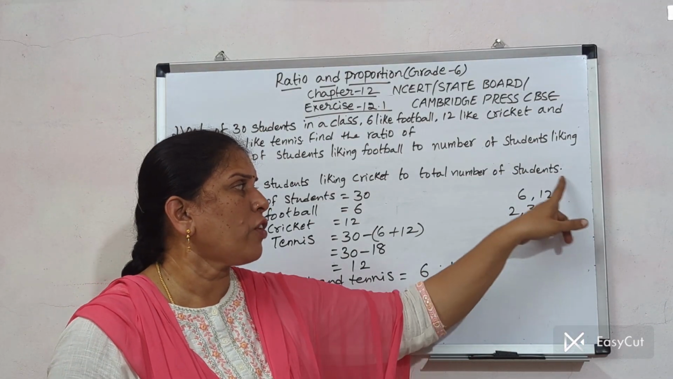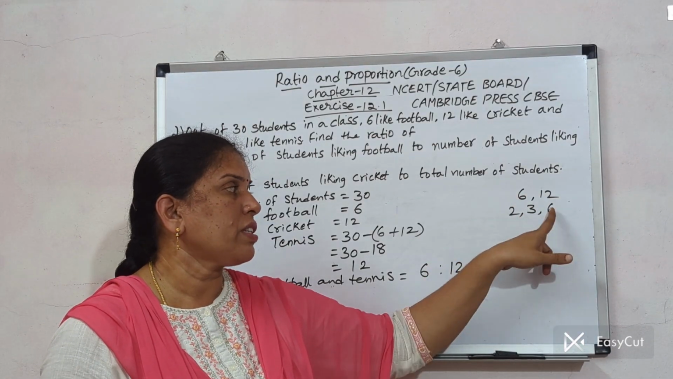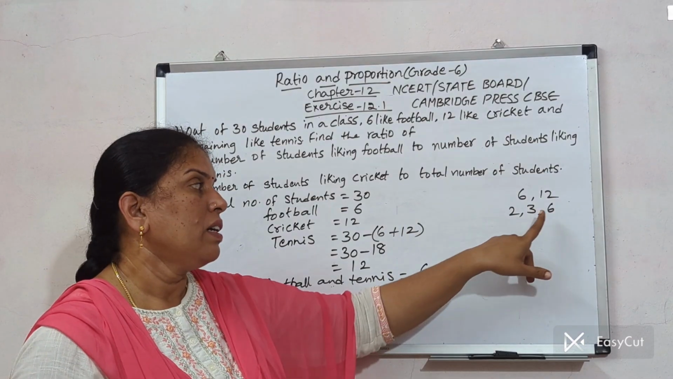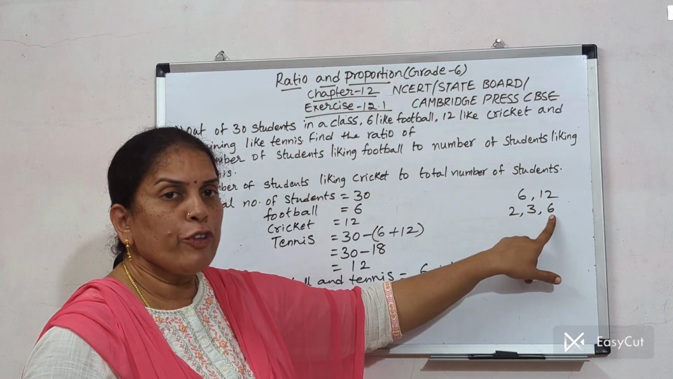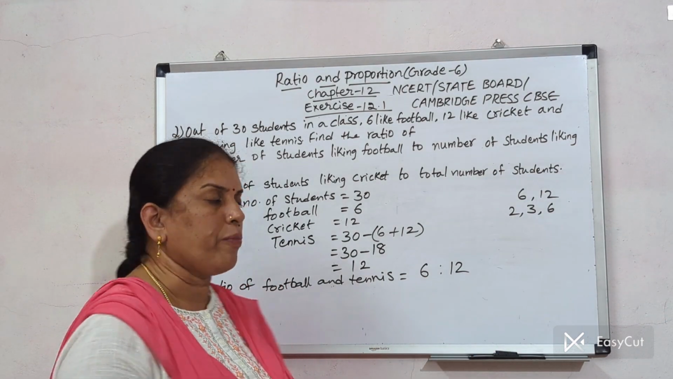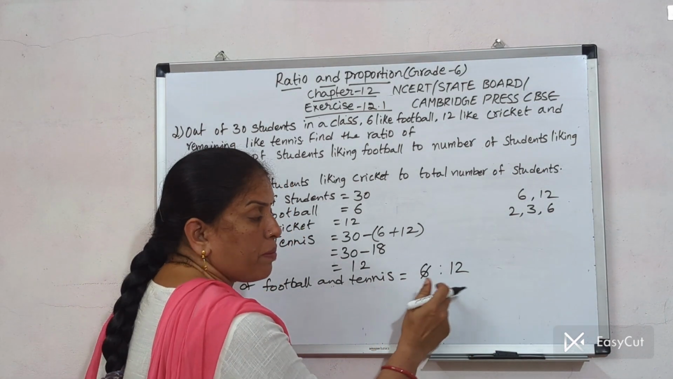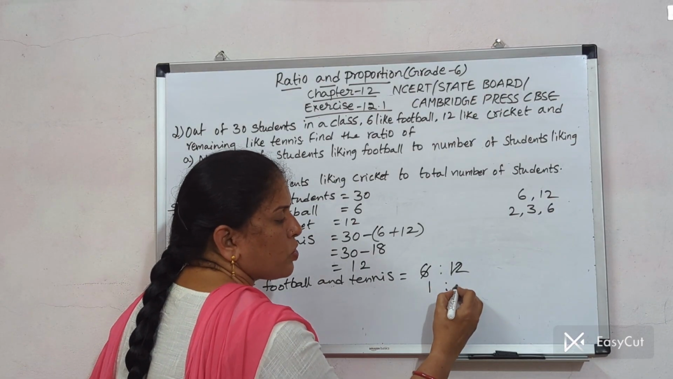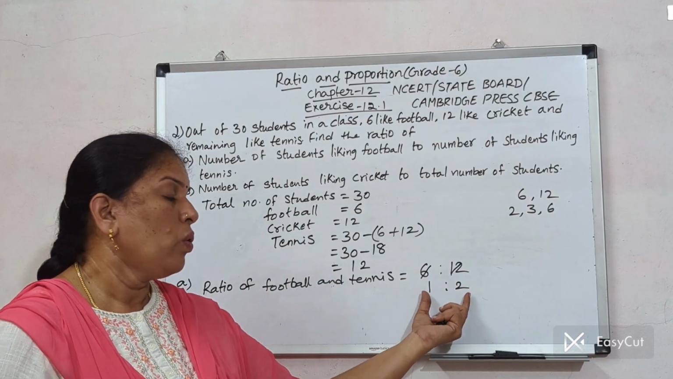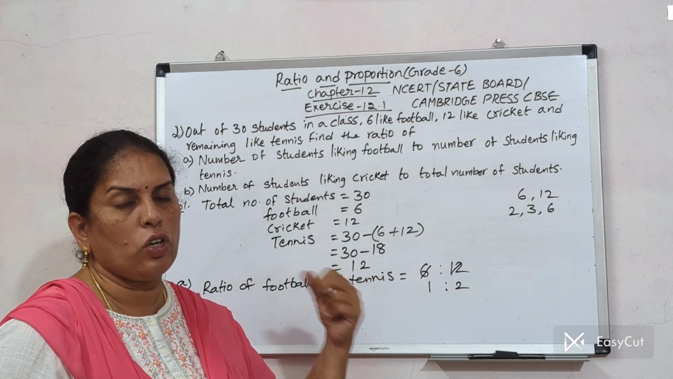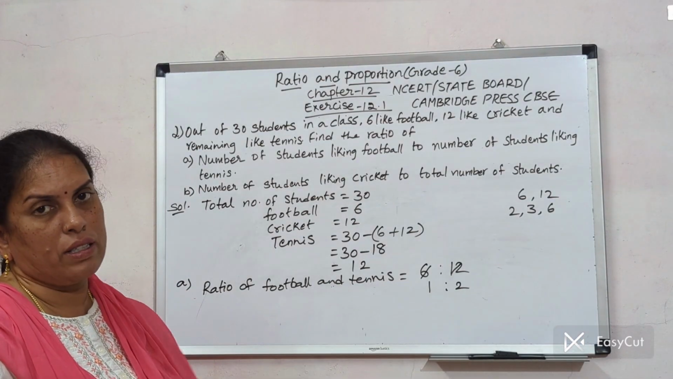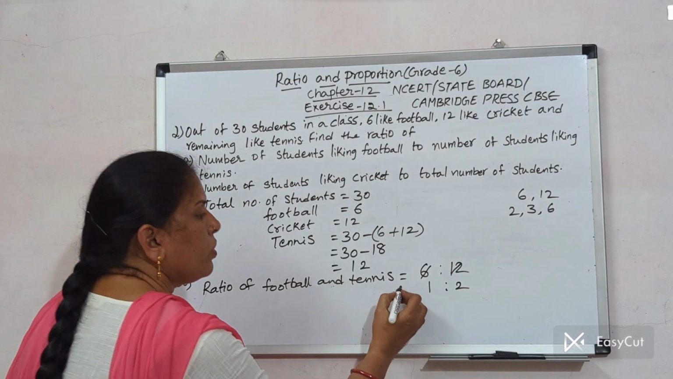So, what is the HCF of these two numbers? HCF is highest common factor. 6 is the highest common factor. If you divide these two numbers by 6, you can get the answer within one step. Okay. I am dividing these two numbers by 6. 6 1 6, 6 2 12. 1 and 2 are co-primes, not having any common factor. So 1:2 is the simplest term, or lowest terms. This is the ratio of football and tennis. What is the ratio? 1:2.